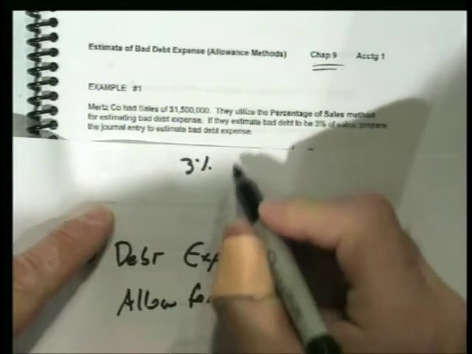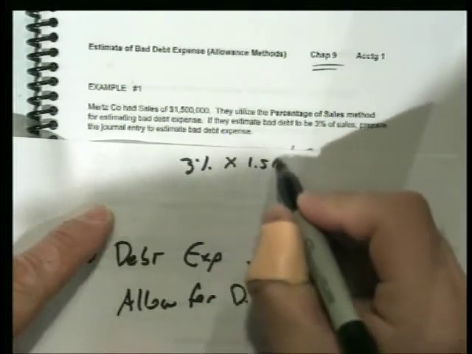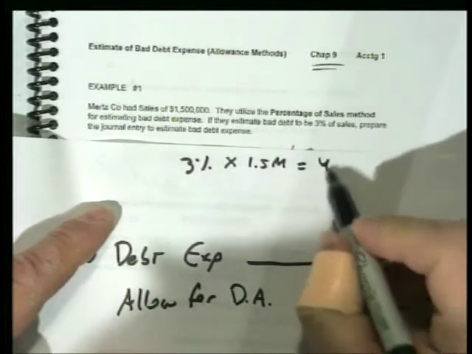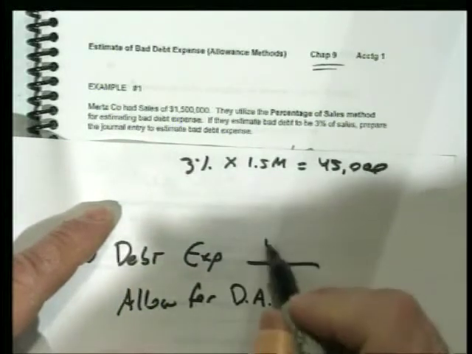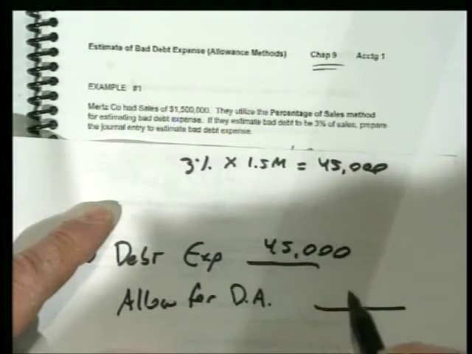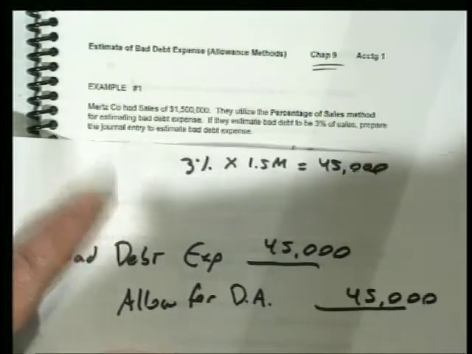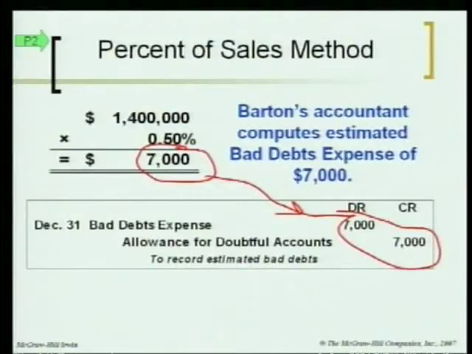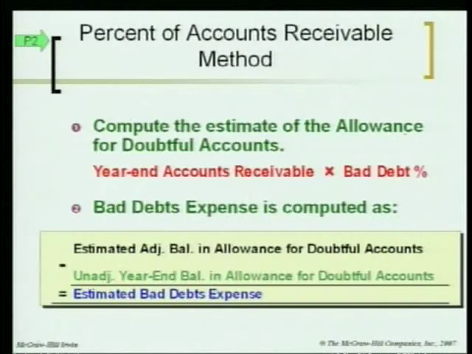Okay, so we take 3% times 1.5 million, and what does that equal? 45,000. And boom, that's the number that goes right in that blank. So that is the answer. You with me? Did you get that? Boom. Now you'll understand why I emphasize that here in a second, because the next method that we are going to do is the percentage of accounts receivable method.